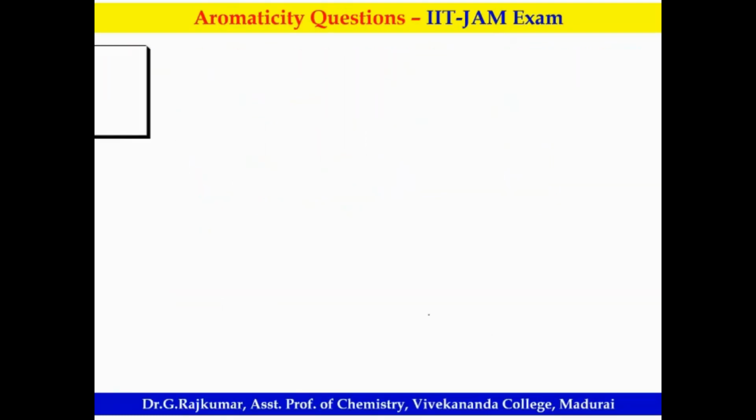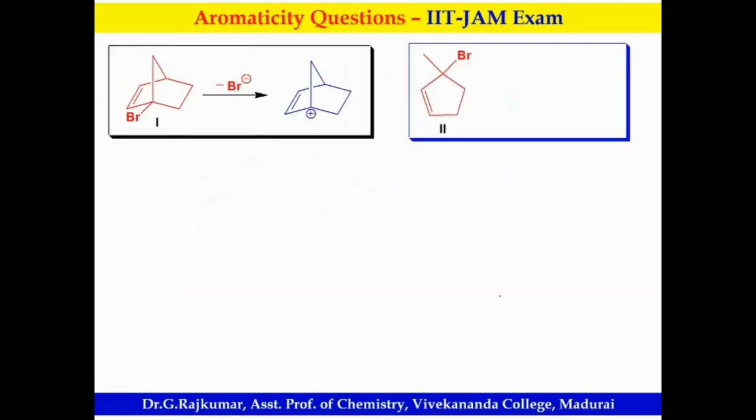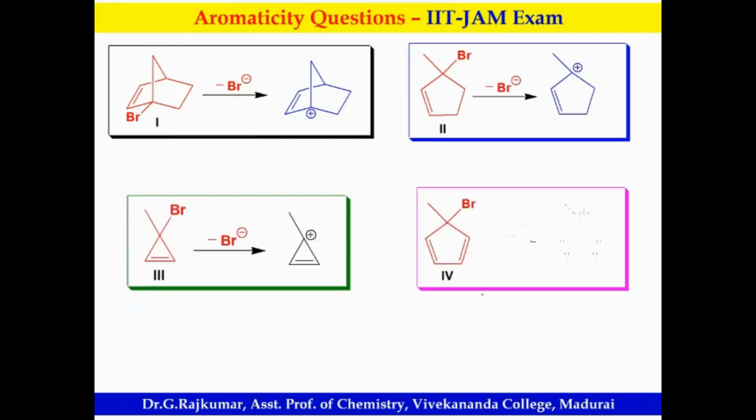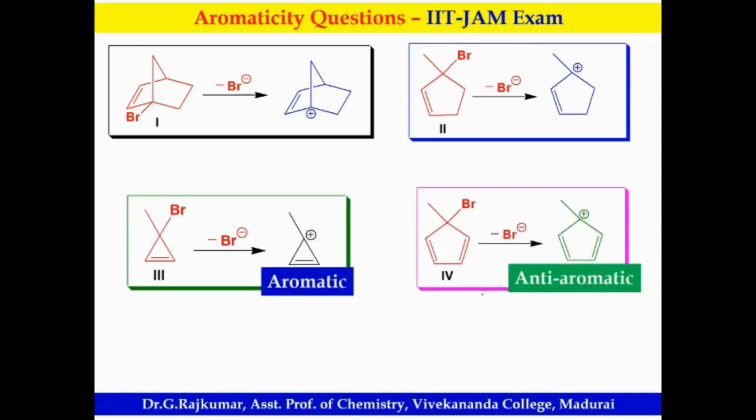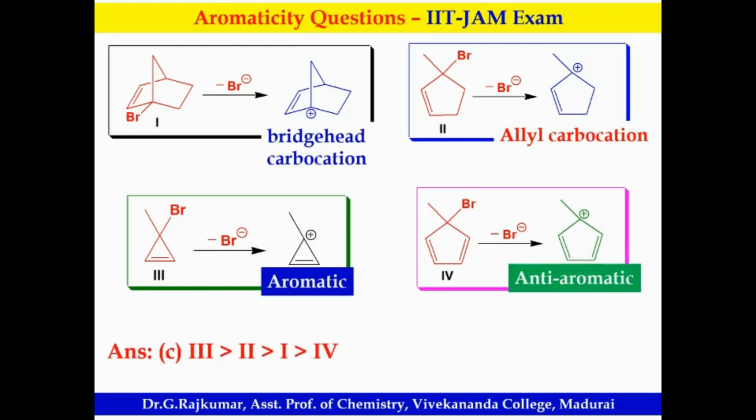I can give the explanation. Look at this. This is aromatic. This is anti-aromatic. So this is allyl carbocation. This can be stabilized by this. So this is bridgehead carbocation, least stable. So C is the correct one.